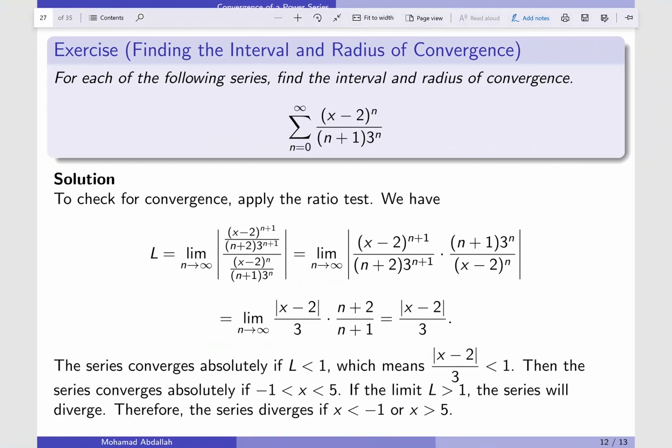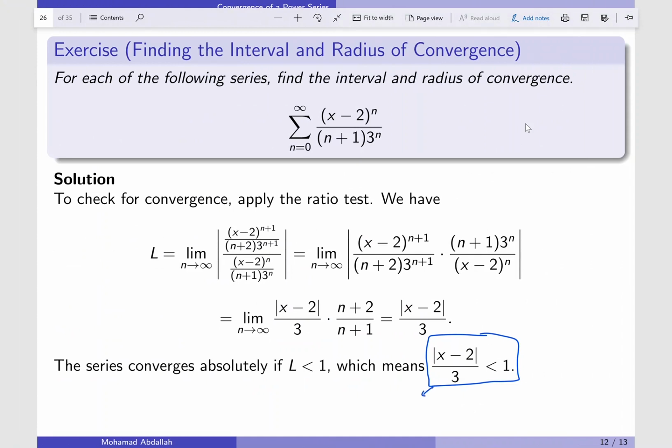Okay, so what does this interval mean? That's something you should recall, how we write the inequalities with absolute value. This means absolute value of x minus 2 is less than 3. Now this actually means the following, that x minus 2 is between minus 3 and 3. Now the radius of convergence, I can see the radius of convergence is 3.